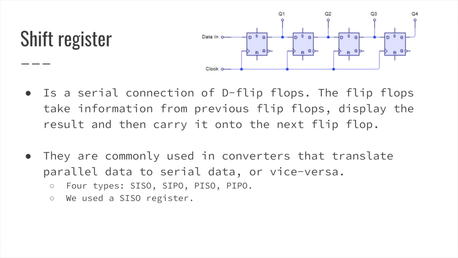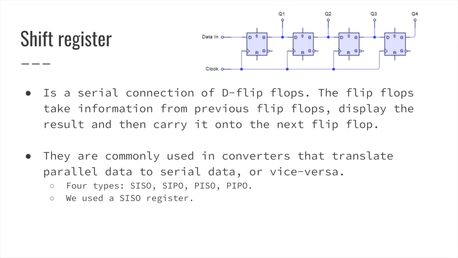The shift register is a type of sequential logic circuit that can be used for the storage or transfer of binary data. It is a serial connection of D flip-flops. The flip-flops take information from previous flip-flops, display the result, and then carry it on to the next flip-flop. They are commonly used in converters that translate parallel data to serial data or vice versa.